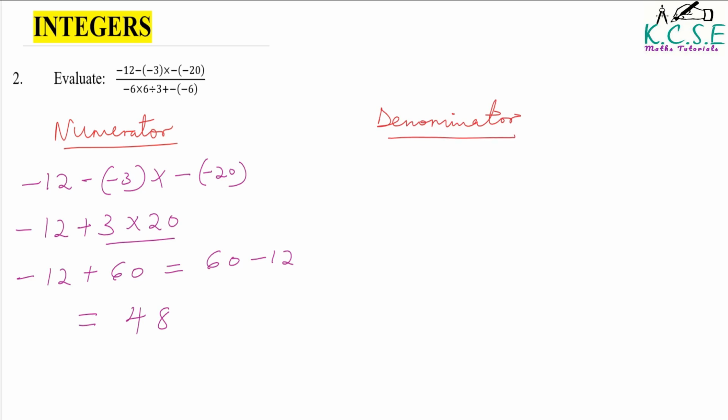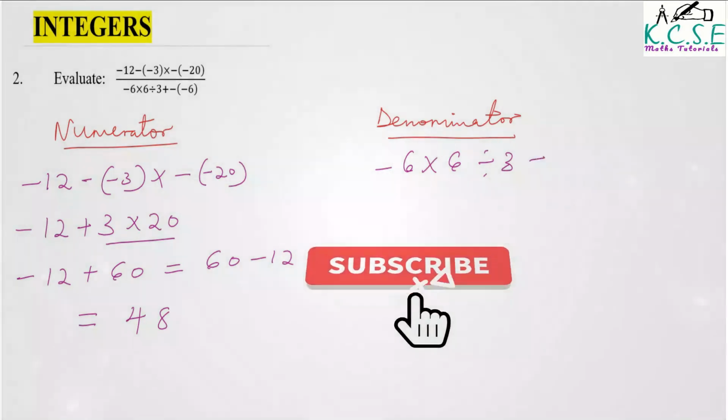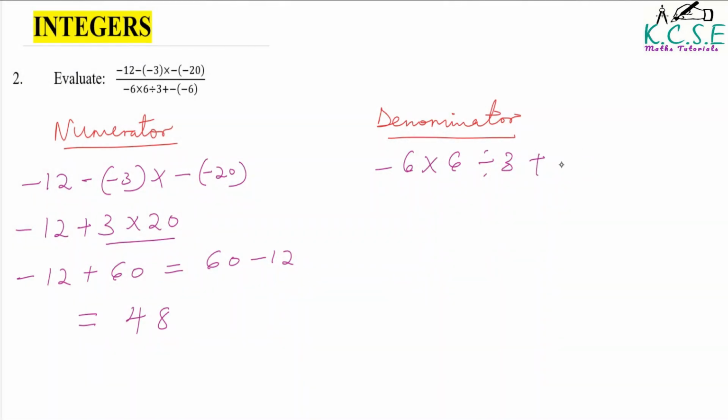Now in the denominator we have negative 6 multiplied by 6 divided by 3 plus negative 6 in brackets. So we start by removing the brackets. So we have negative 6 multiplied by 6 divided by 3, then negative times negative, we get positive 6. So positive 6 is the same as 6.